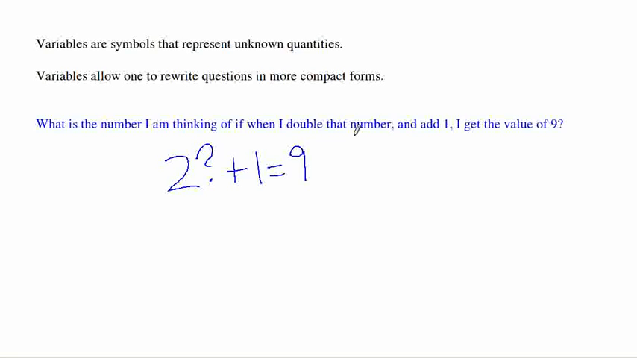Now, if you didn't determine that the answer was 4 before, maybe if you would have written it in the equation form like I just did, maybe now you would have gotten it. Okay? So 2 times 4 plus 1, that's equal to 8 plus 1, and so that gives 9. All right? So that's why we use variables.